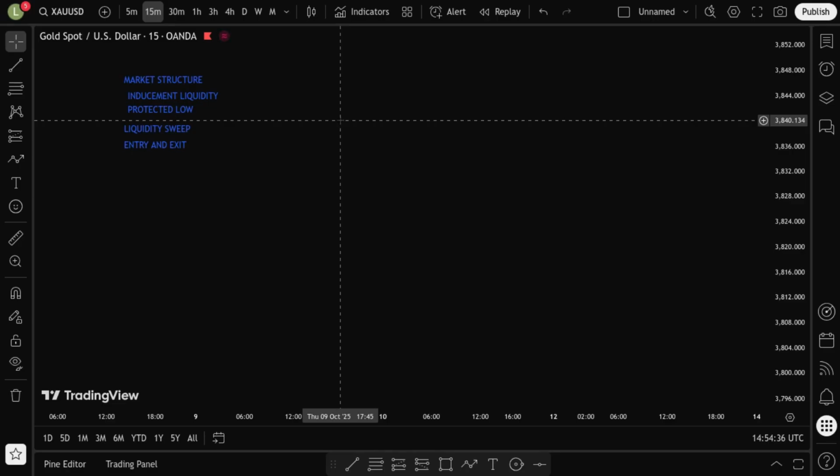You want to see where traders are actually putting their stop losses and where you are going to put your entry, because I want to put my entry where other traders put their stop loss. That is what I mean by inducement liquidity, the place where you know there's more money in the market. Then the protected low is the region where you know there's no plan for price to come there to take anybody's stop loss. That is your protected low.